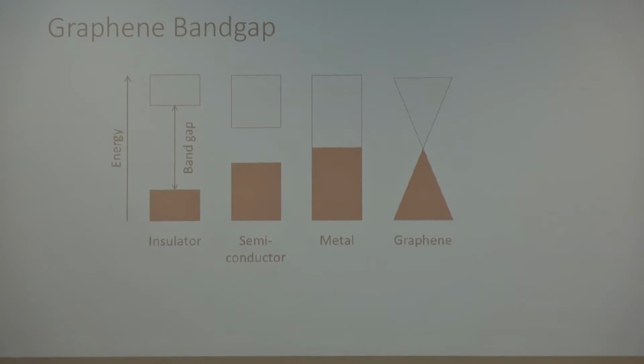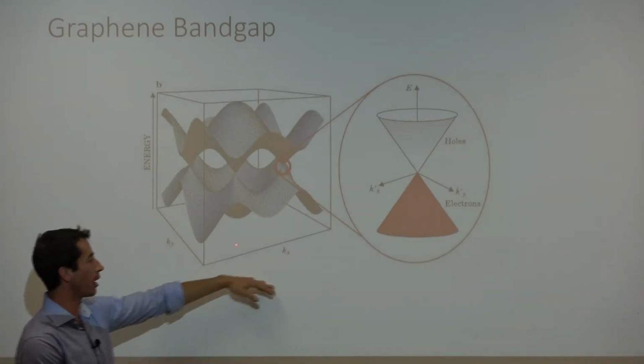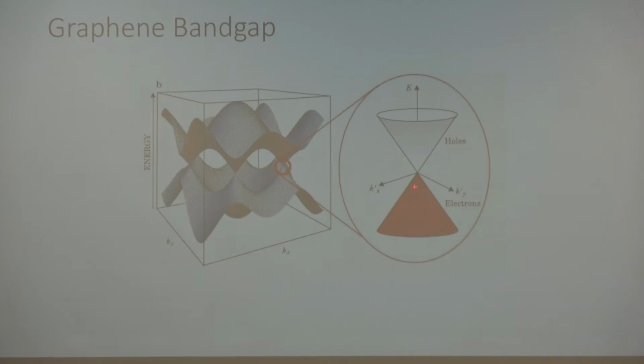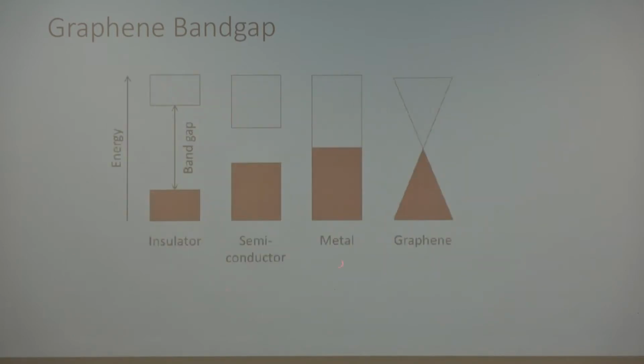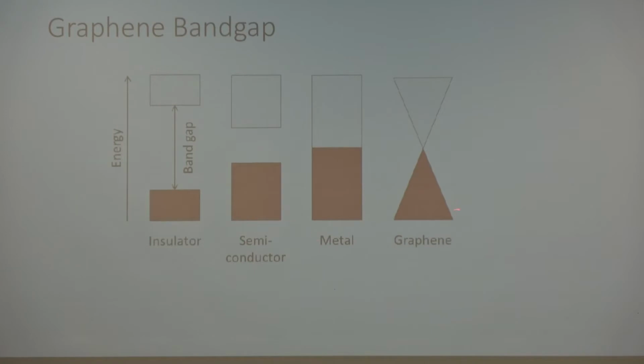Yeah? What does the x-axis mean? Why do we have triangles? Good question. We just don't have the full time to get into it, but what this is showing is K space. Okay, so this is the momentum. You can think about this in terms of momentum for these different electrons with these different wave functions. And because of the symmetry of graphene, that's why it comes to a point like this.